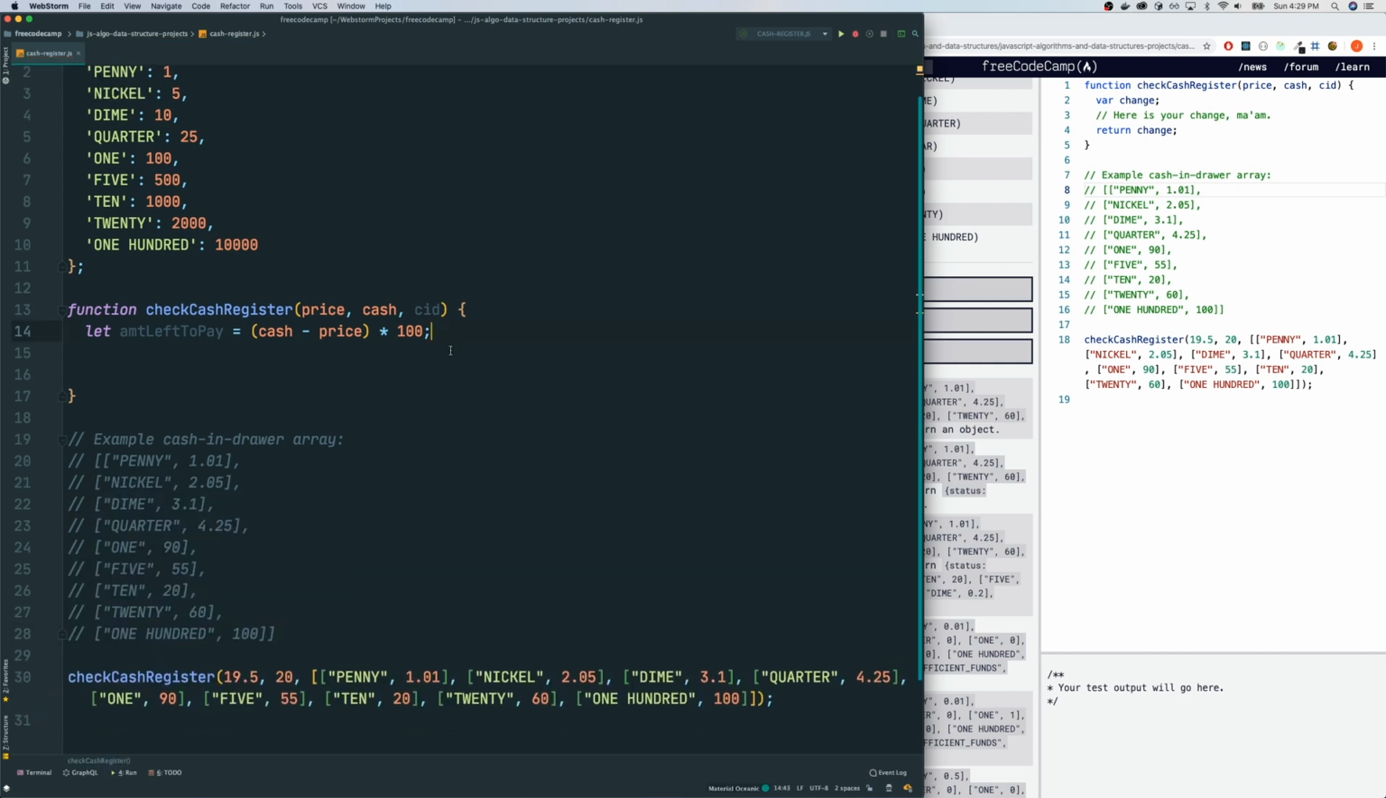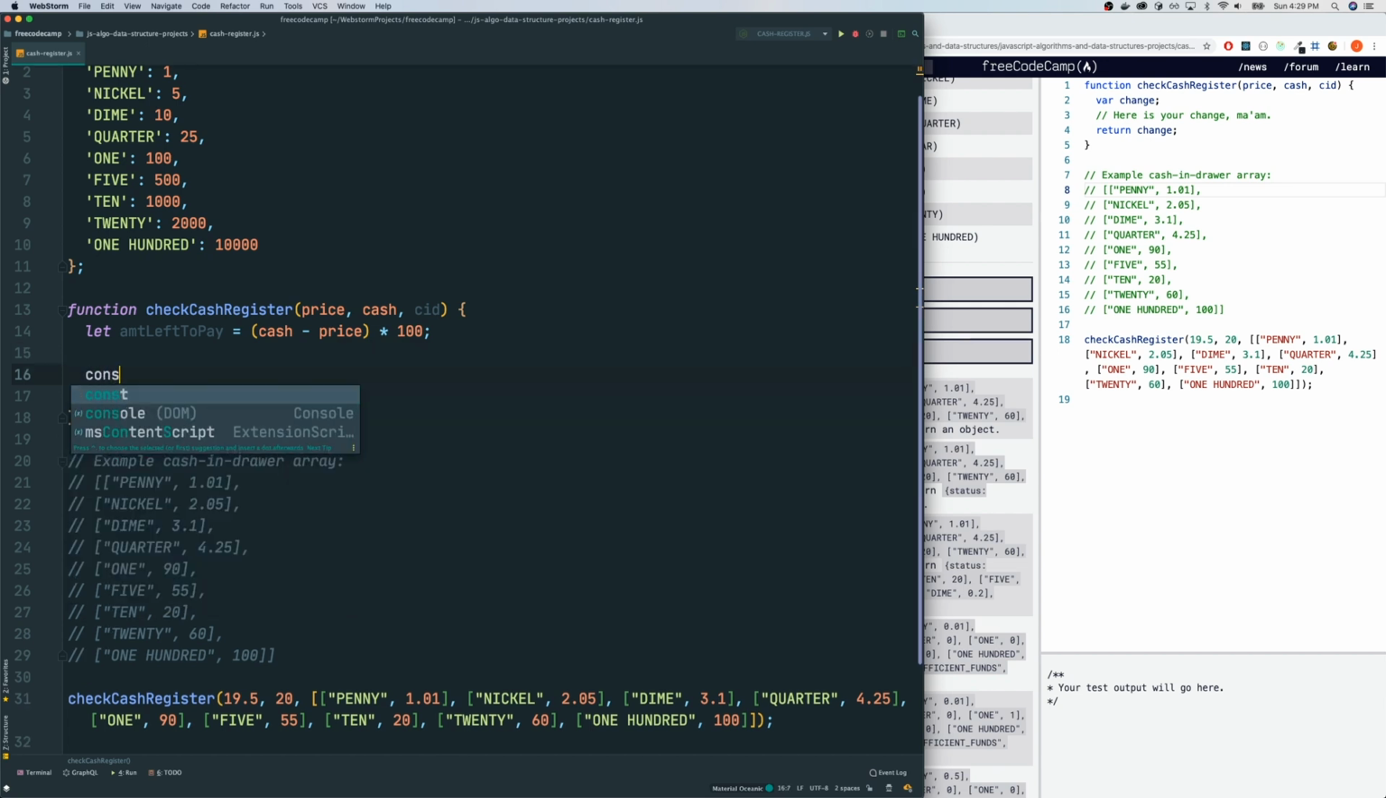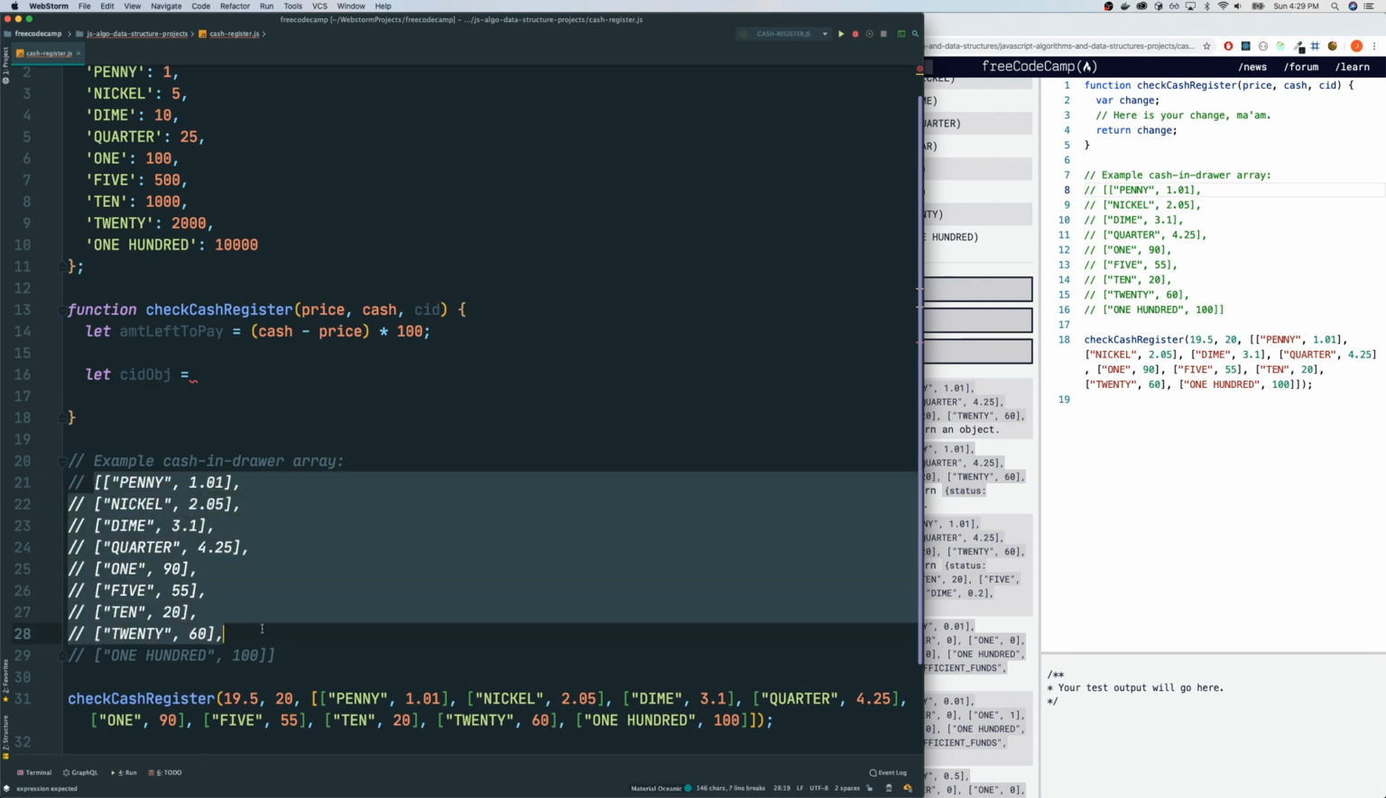So let's write, what should we call that? Here we could use const. No, we'll just use let. Let's cache and drawer. How about CID object? CID object, and we could even shorthand the object. CID obj, like that. And the way that we are going to do that is this. So notice this is an array, right? This is what we're going to do.